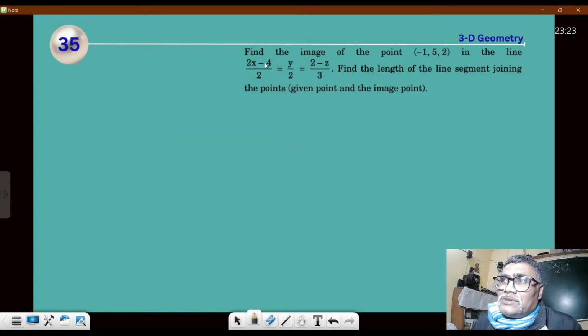Find the image of the point minus 1, 5 in this line. Find the length of the line segment joining the given point and the image point. You know how to find the image, so you can do it, right?